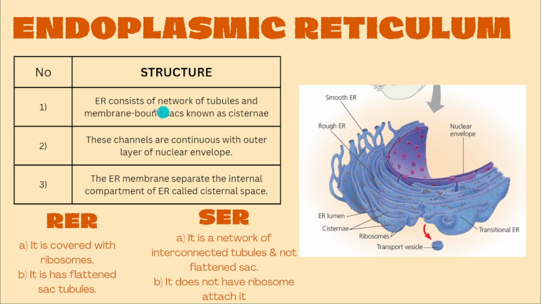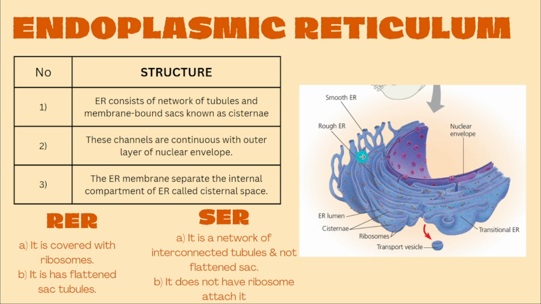Okay, so normally if you want to explain the structure of endoplasmic reticulum, you need to mention that endoplasmic reticulum normally is a network of tubules and membrane-bound sacs, which is called cisterna, like this. This one is the scientific structure that you need to know. Network of tubules, this is a tubule structure, and it is a membrane-bound sac, and we know it as the cisterna. And these channels are continuous with the outer layer of the nuclear envelope. So, RER and SER are surrounded with the nucleus.